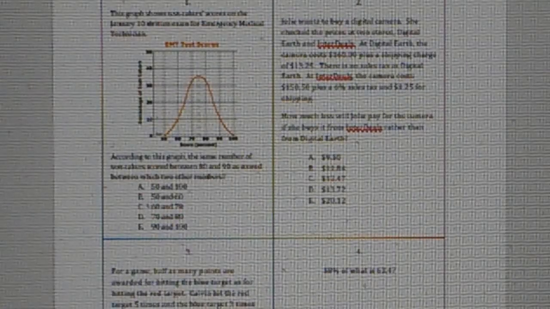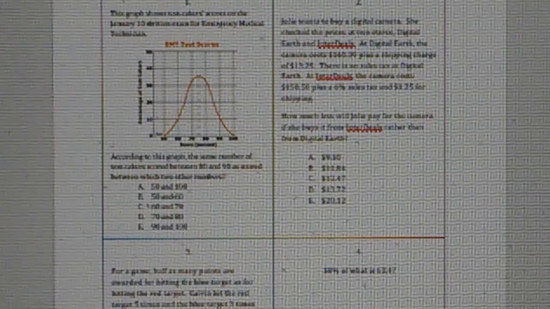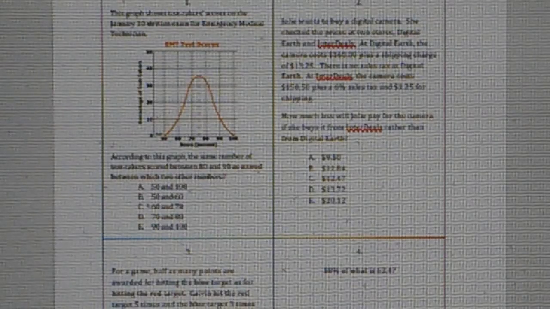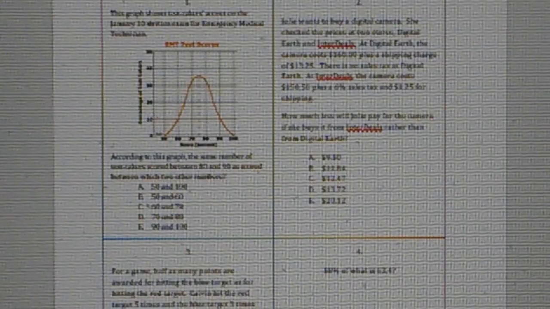Okay, so this graph shows test taker scores on the January 10th written exam for emergency medical technicians. EMT test scores. And the graph there, that orange graph, goes up and then comes down. It ranges from 50 to 100 as the score of the percentage of test takers. It shows the percentage of test takers on the side. And you can see that most of them score in the middle between 70 and 80. That's where most of them are scoring.